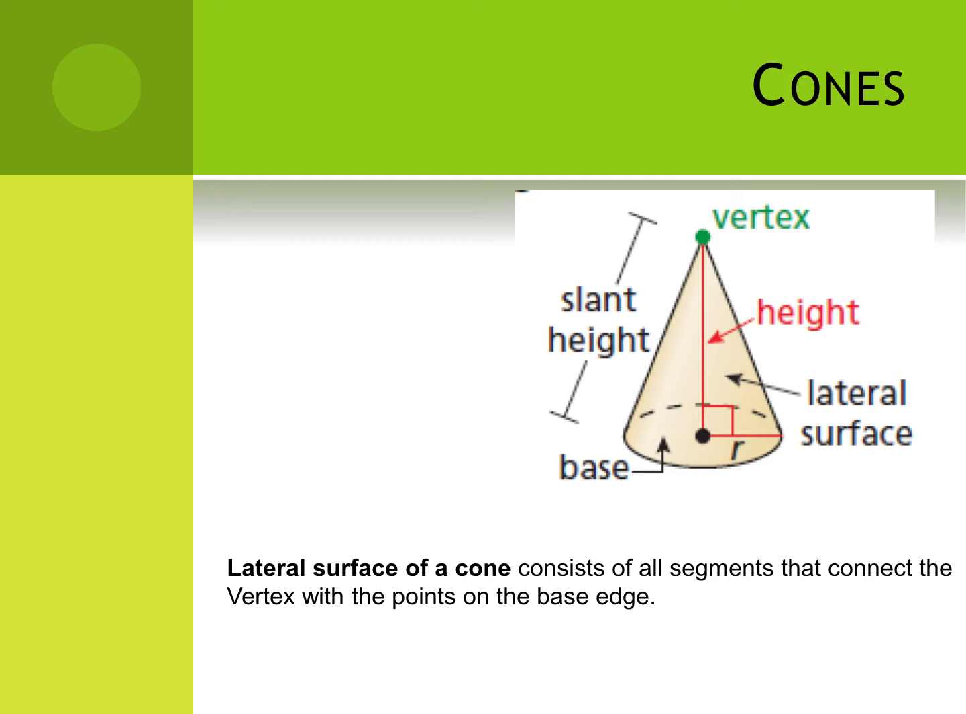So just like before with the pyramid, we had a slant height and a height, and we're going to have the same thing with the cone. The height is going to be from the center of that circle up to the vertex, and then the slant height goes down the side of the cone. And we're going to have a radius that we're going to need to use for all of our formulas. So the base shape, whenever it's a cone, is always a circle. And then the lateral surface is like the sides of that cone.